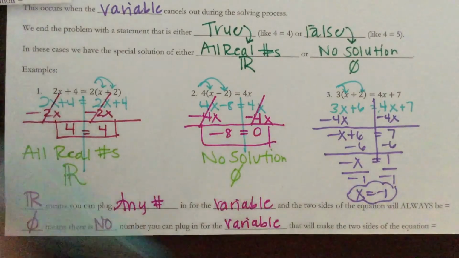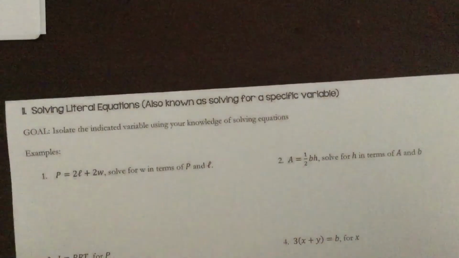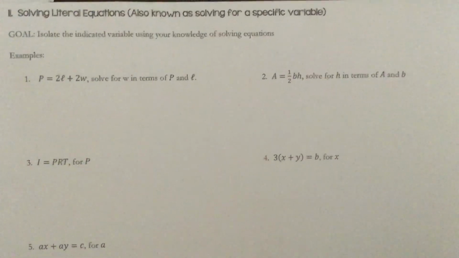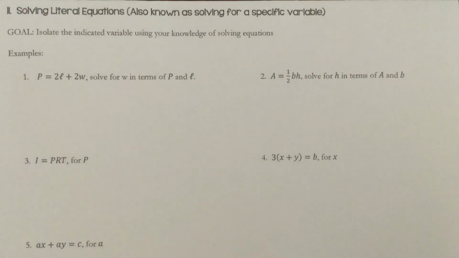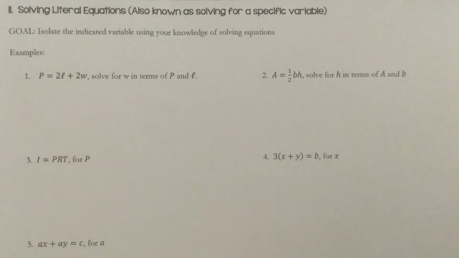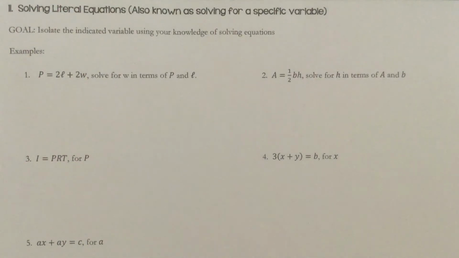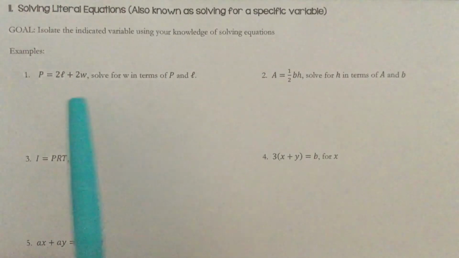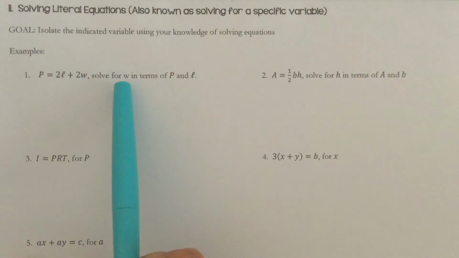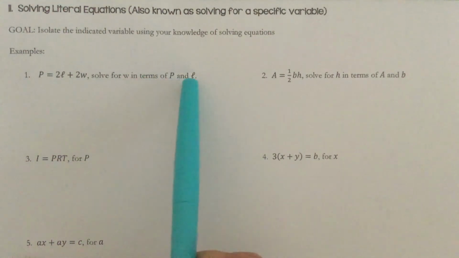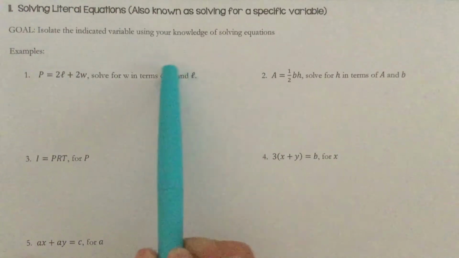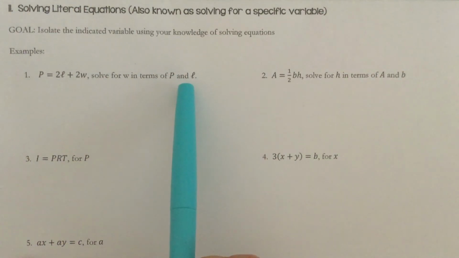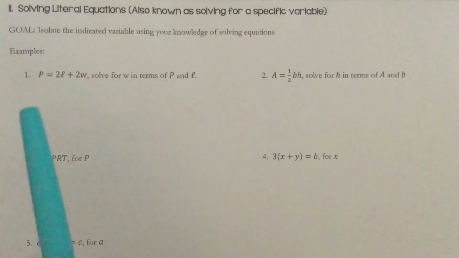Let's talk now about literal equations. A literal equation is an equation that involves multiple variables. Sometimes this is known as solving for a specific variable. You'll notice in examples 1 through 5, we have multiple variables in our problem. Our job is to solve the problem for the variable that is specified. For example, in number 1, it asks us to solve for W. When it says in terms of P and L, that is a hint to you that P and L will still be in the problem. We're going to use our same 6 steps for solving.